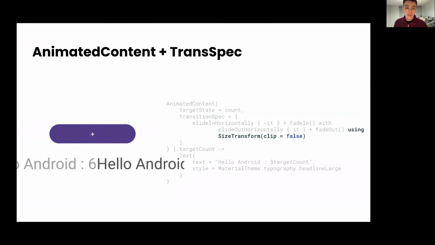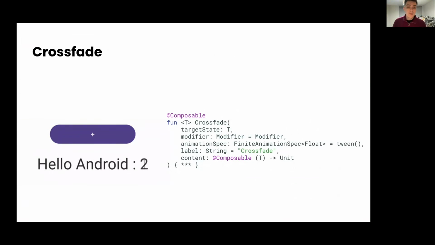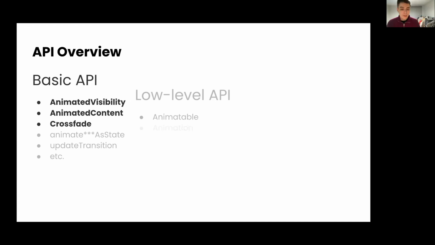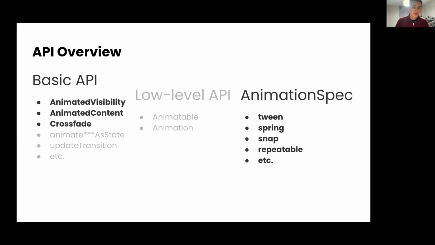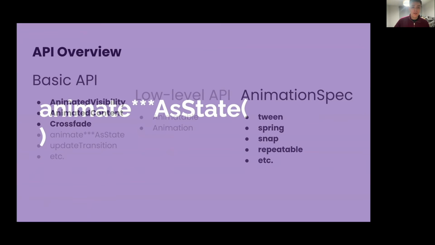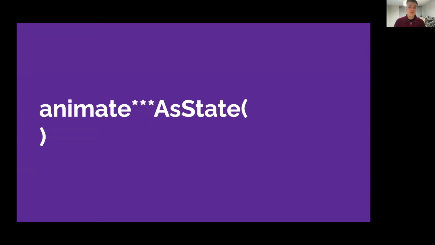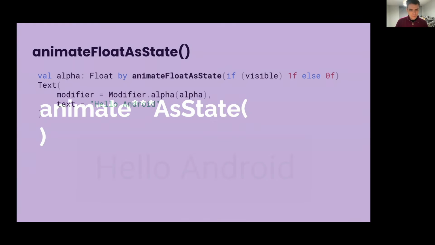Instead of animated content, you can use a simplified version of it, Crossfade, which does a change of content with just fade in and fade out. So, a quick summary. So far, we have covered animated visibility, animated content, and animation spec. The next big thing and a very convenient function in Compose is the animate value as state functions.